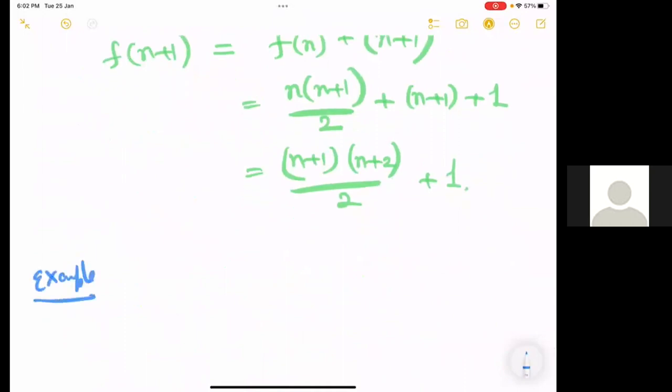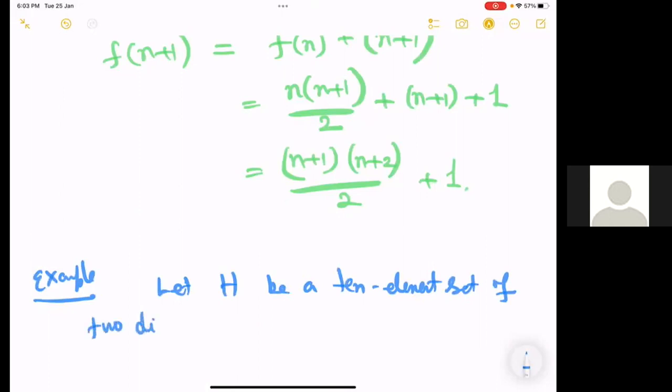This is not exactly an induction example. I'm mixing lots of examples, so I find it interesting. So let H be a 10-element set of 2-digit positive integers.